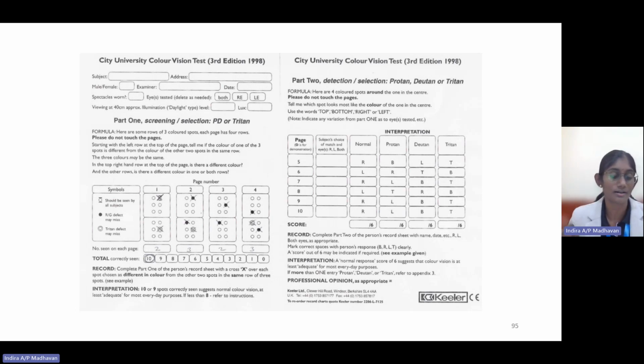So we looked at Ishihara, and then we looked at HRR, SPP, and also the last one is the City University chart. So that's all for this video. I will continue with the diagnostic tool in the next video recording.